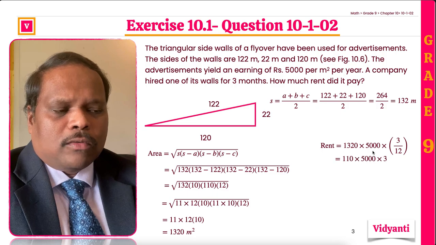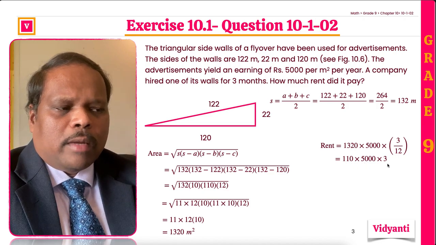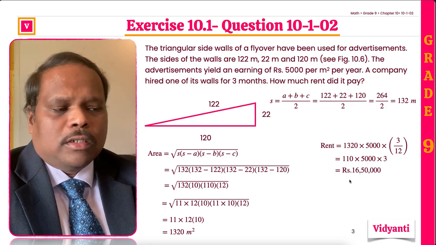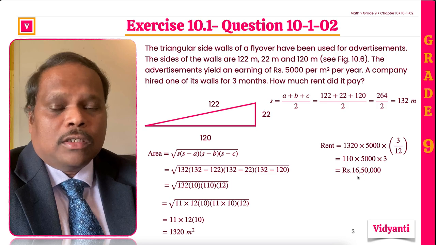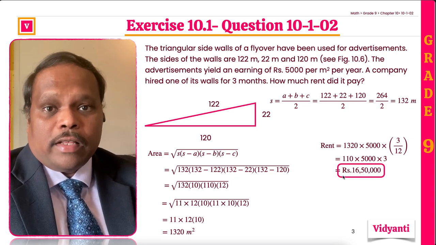So if you multiply that, 12 is a factor of 1320, that will give you 110. So if you multiply by 3, it will become 330. And then if you multiply that by 5,000, it will get 16,50,000 rupees. And that would be your final answer as the rent.